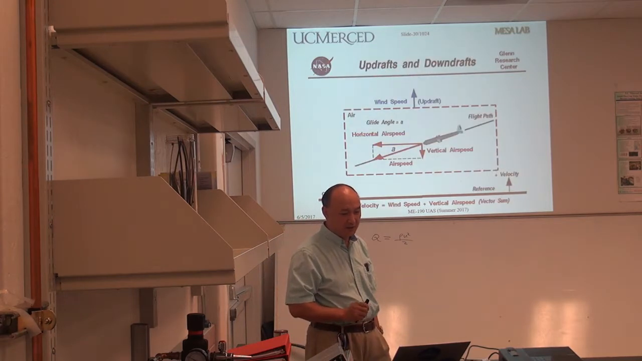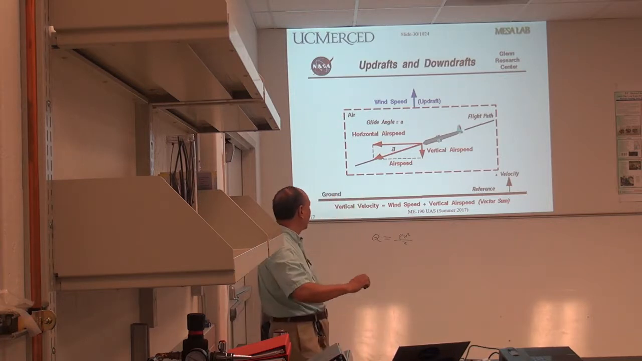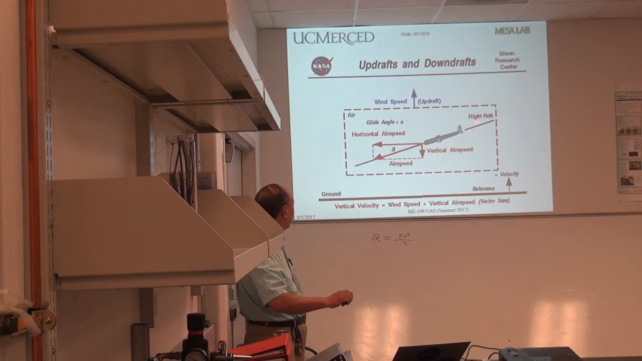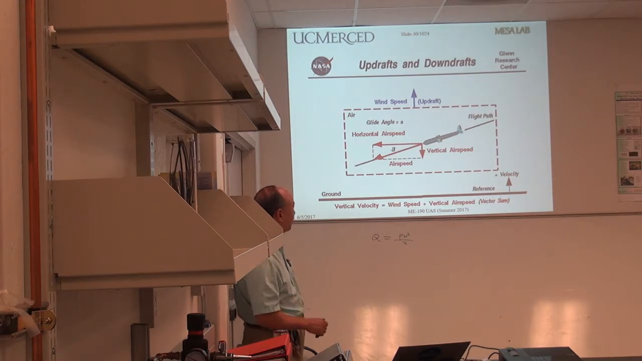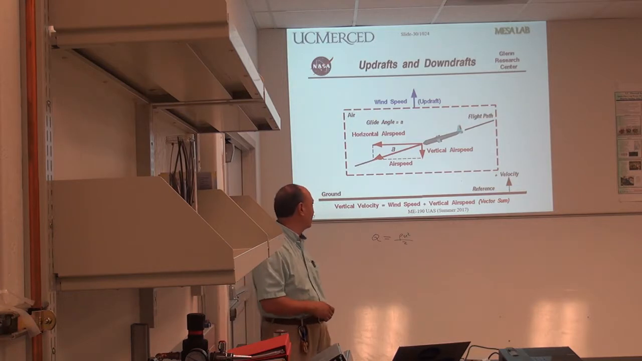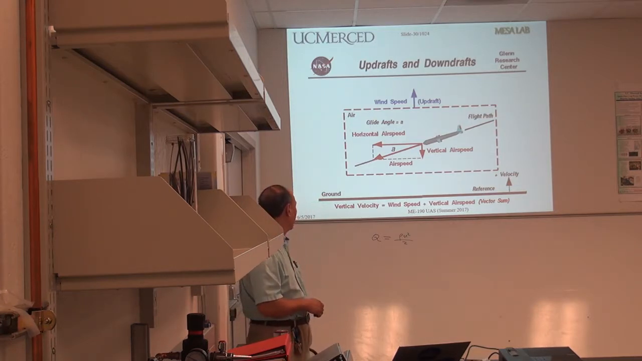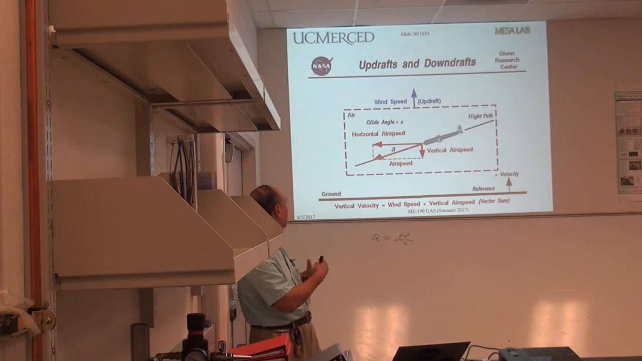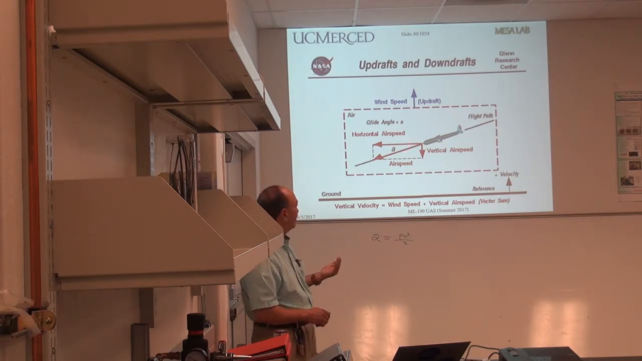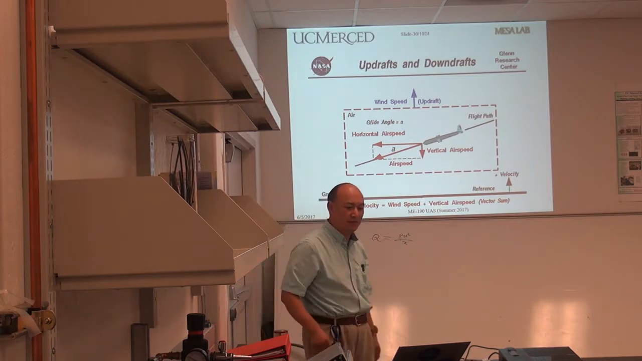So with that, your aircraft may not be flying so straight like that. Your flight path is like this, and your wind is blowing this way, an updraft. So then you have a horizontal airspeed and a vertical airspeed. When we say airspeed, we mean the airspeed of the aircraft itself relative to the wind. So the vertical velocity is the wind speed plus the vertical airspeed. This is kind of a vector sum. And you also have angle alpha here. This is called the gliding angle. The black line is called the flight path.